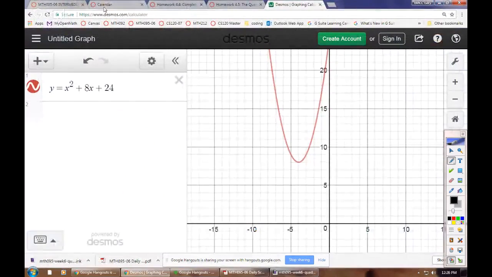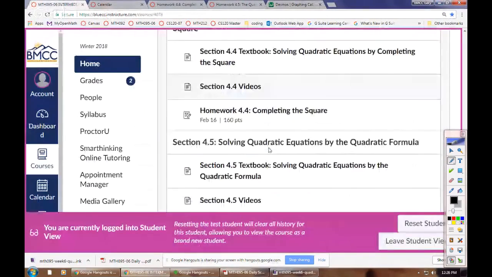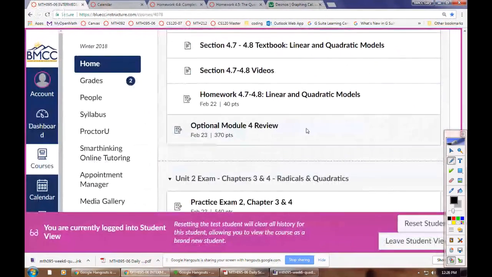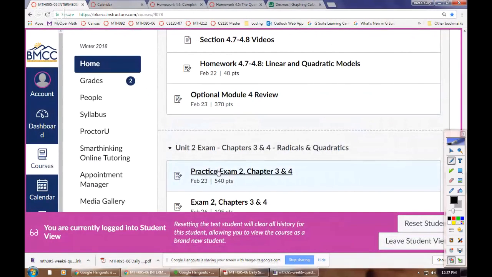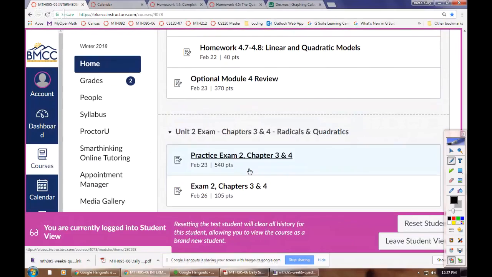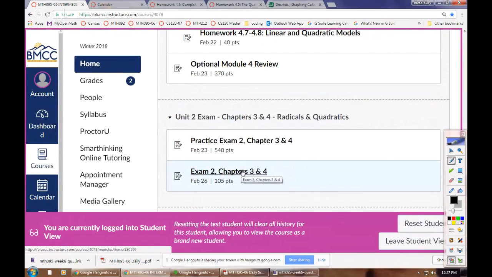Don't forget, you need to take the practice exam. If it says optional, it's optional. This is not optional. You've got to do this practice exam before you do the real exam. The real exam has to be proctored, so you either need to get to a testing center or sign up with ProctorU. You need to take that by Monday, a week from today.